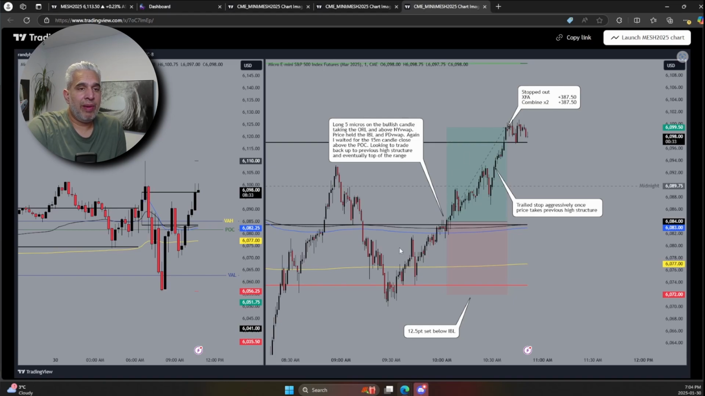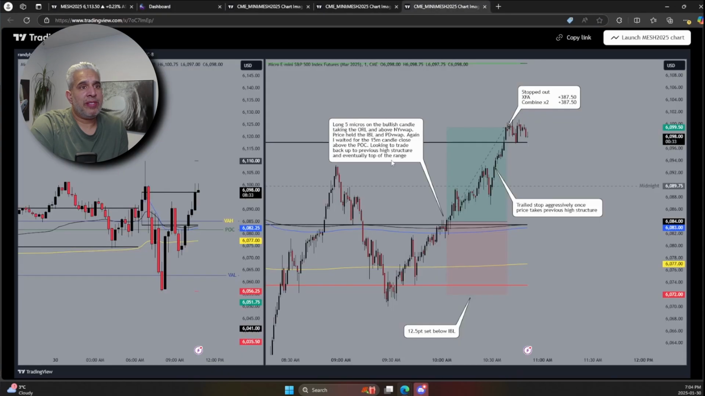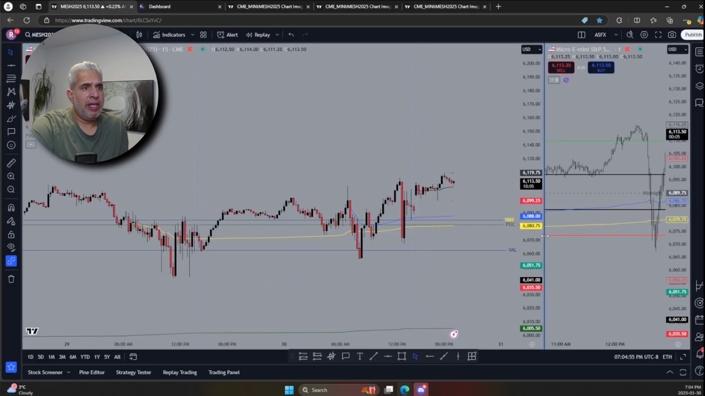Plus what I made on the last trade, I ended the day up $310. So from a $200 loss to a $310 profit, I've got to say that's a pretty damn good day. But yeah, that's basically it. And after that, price did push higher.